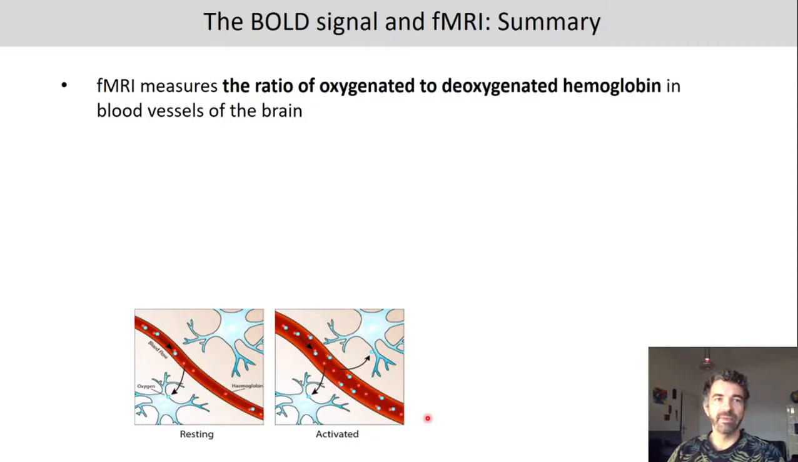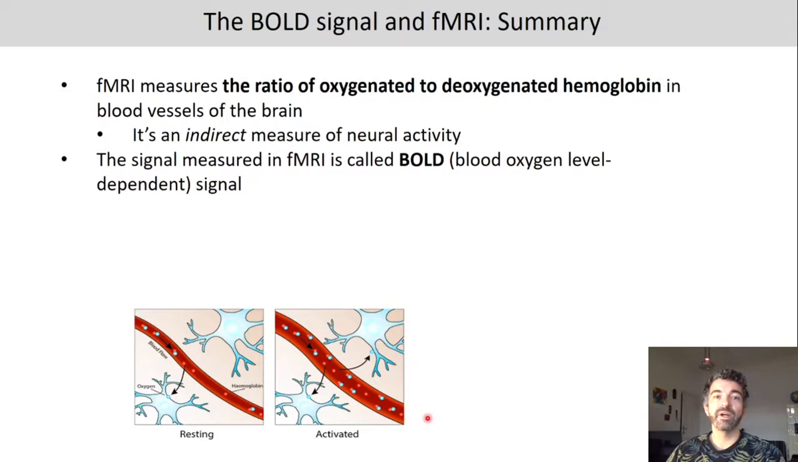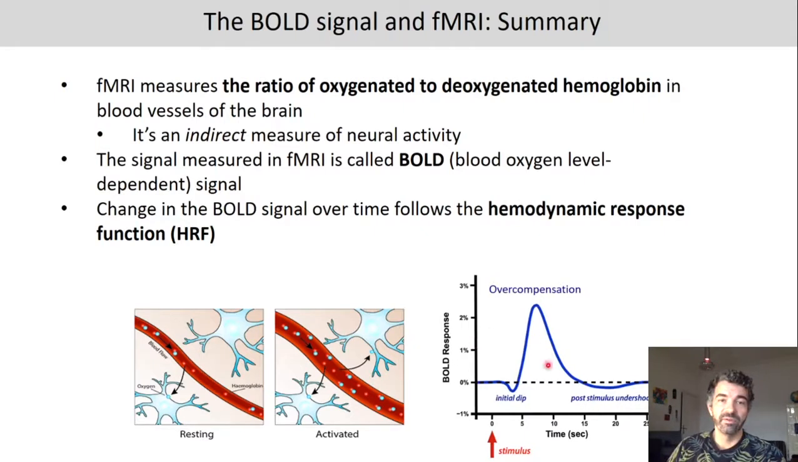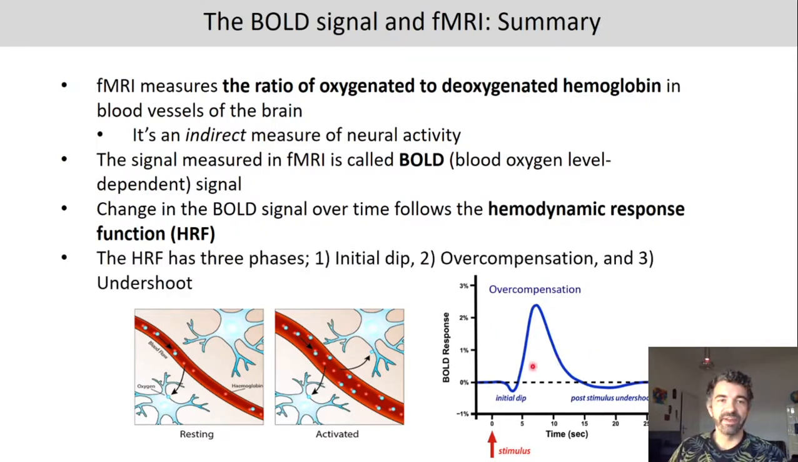So to summarize, fMRI measures the ratio of oxygenated to deoxygenated hemoglobin in blood vessels of the brain, which makes it an indirect measure of neural activity. The signal measured in fMRI is called BOLD, blood oxygen level dependent signal, and the change in the BOLD signal over time follows the HRF. First, an initial dip. This is when oxygen is consumed. Then, as an overcompensation to the lack of oxygen, there's an increase of oxygenated hemoglobin and decrease of deoxygenated hemoglobin, which means the BOLD signal increases. And these are the three phases: the initial dip, the overcompensation, and then some kind of undershoot here.